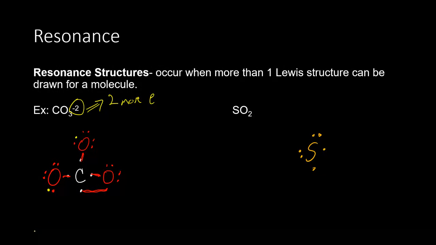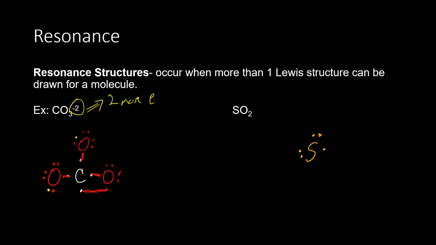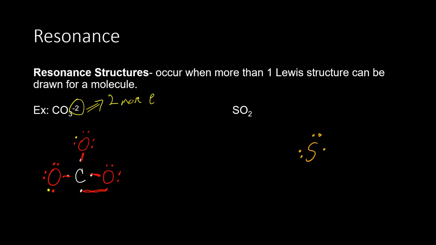And then each oxygen has 6. So what I'm going to do here, you're not going to like this. I'm going to take that one out, and I'm going to let oxygen sit here. So I shouldn't have taken that one out. Let me put that one back then.